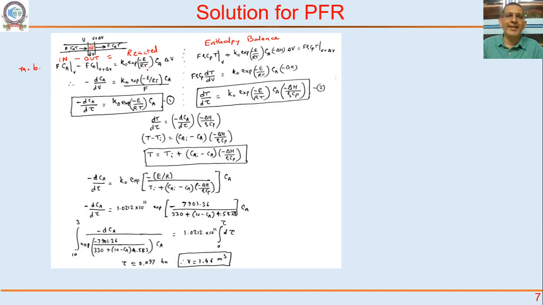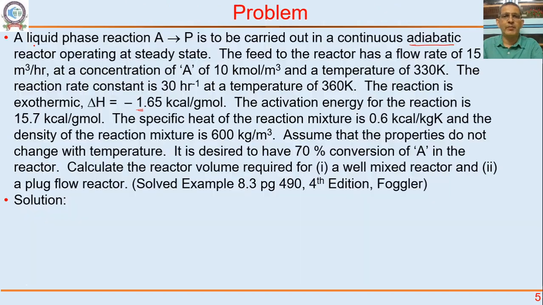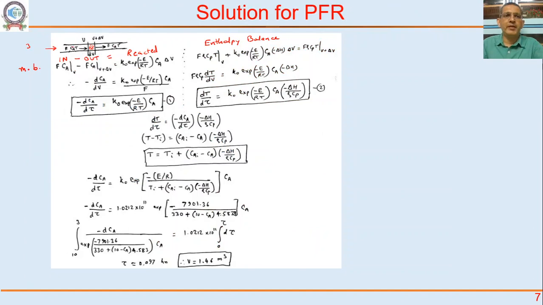T is at any V. T is going to change. Look at the inlet temperature. What is the value? Inlet temperature is 330 Kelvin. Look at this. Right? So inlet temperature is 330.